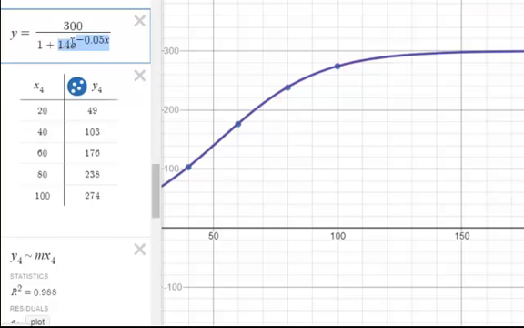Multiply a pretty small number by 14 is still pretty small. Pretty small, being close to 0, added to 1 is 1. 300 divided by 1 is still 300, and there's the carrying capacity. I will also look at that logistic model when I get to the coronavirus.